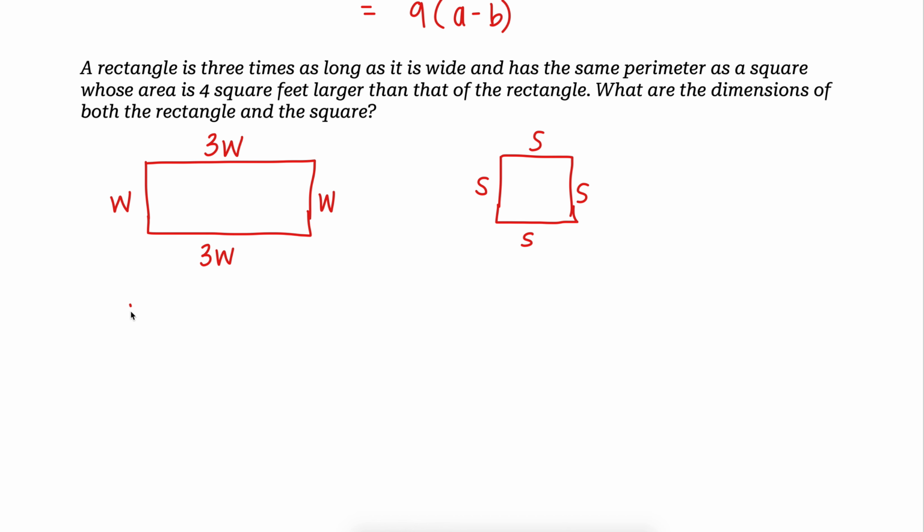For the rectangle, the perimeter, if you add these four together, it's W plus 3W plus W plus 3W, so that's a total of 8W. The area is length times width, so it's going to be 3W times W, or 3W squared. Now, moving on to the square, its perimeter is just going to be 4S, and its area, S times S, or S squared.